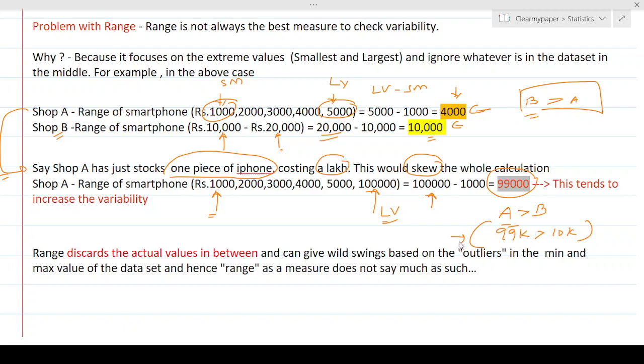So in essence, the fundamental problem with the range is that it does not really care about what the in-between values are, what the intermediate values are between the smallest value and the largest value. It just does not care about that.